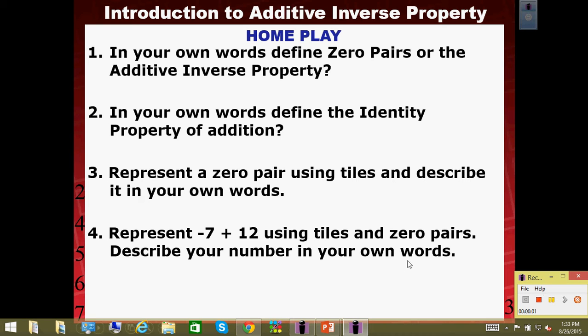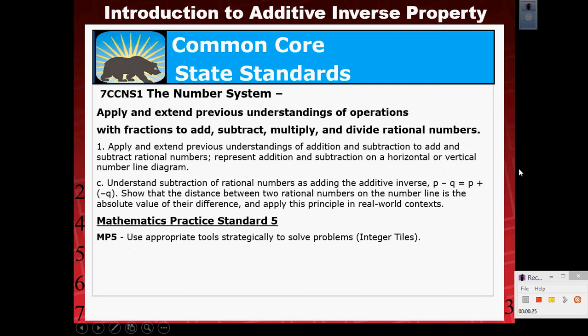We're going to cover all that in this lesson. I just wanted to give you this up front so you can have it. And this is going to be for home plate for tonight. So with that said, our standard, we're still looking at all operations for rational numbers.